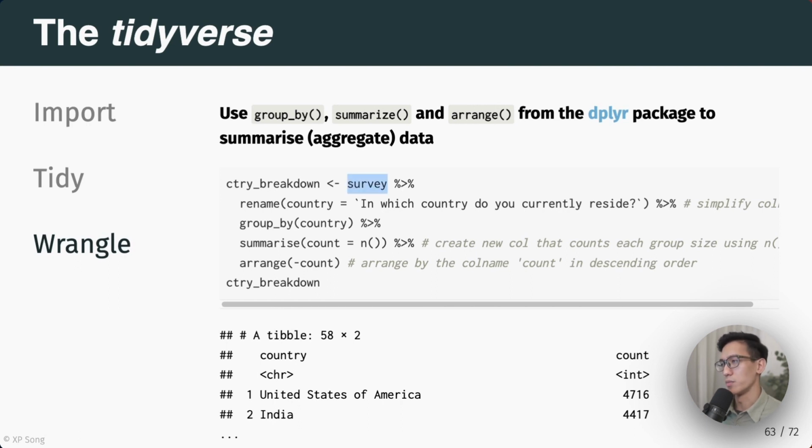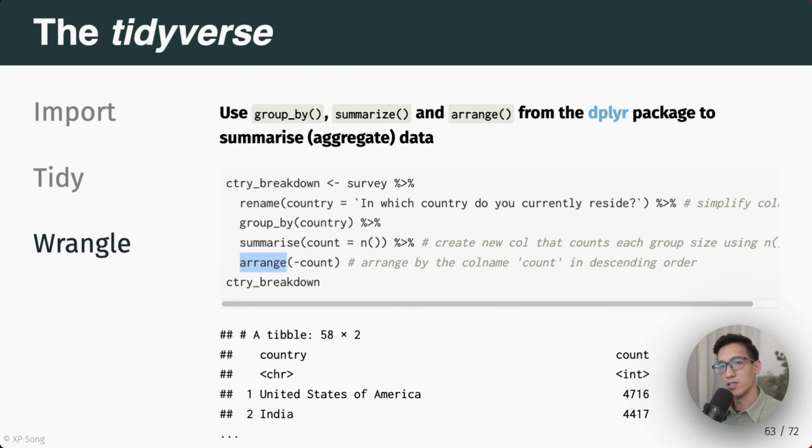We can take our object survey, rename this column to country to simplify the column name, and group the data frame by this column country. Based on this grouping, we summarize the number of rows for each of these groups. We count the number of rows using this function n, and we take that count and assign it to a new column called count. This would drastically reduce the number of rows. So now the number of rows would be essentially the number of countries.